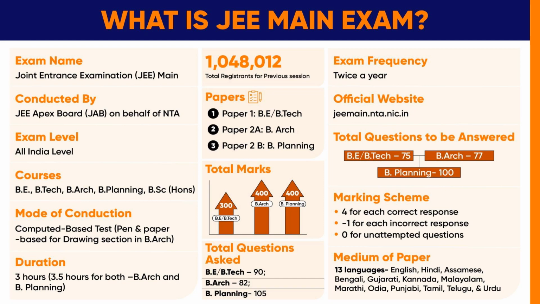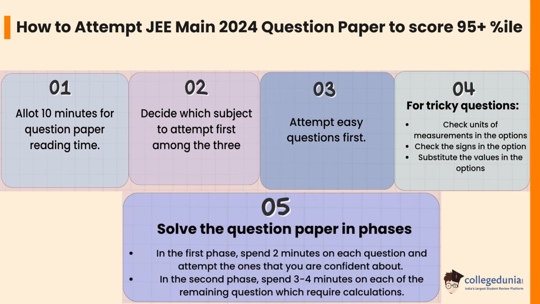Let's check how to attempt the JEE Main 2024 question paper to score 95 plus percentile. First, you need to allot 10 minutes for question paper reading time. Then decide which subject to attempt first among the three. Attempt easy questions first. For tricky questions, you need to check the unit of measurements in the options, check the signs in the options, substitute the values in the options.